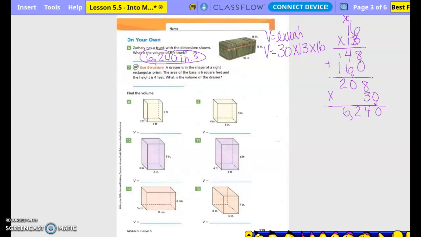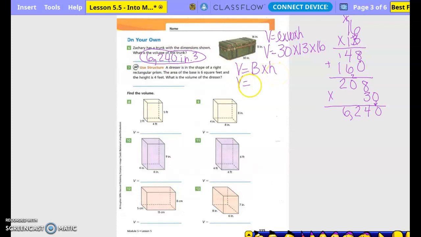A dresser is in the shape of a right rectangular prism. The area of the base is 6 square feet and the height is 4 feet. What is the volume of the dresser? So is our formula going to be volume equals length times height, or is our formula going to be volume equals base area times height? First or second one? Second. So it's going to be volume equals base area times the height.